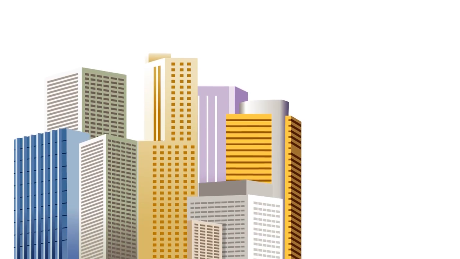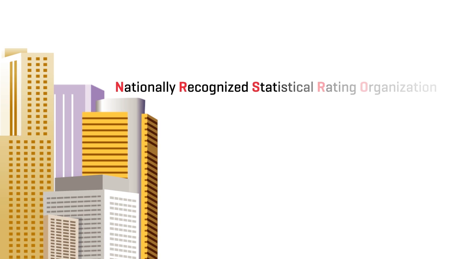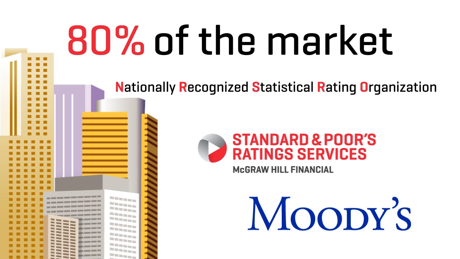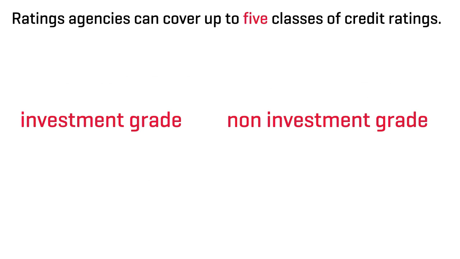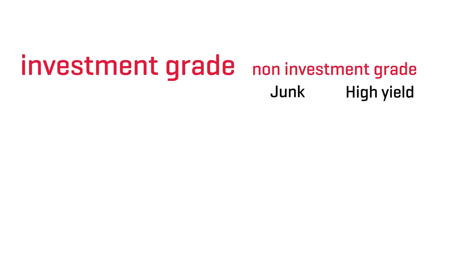A good area to look at for an external opinion of your company are the ratings agencies. Currently, there are 10 agencies that are granted the nationally recognized statistical ratings organization status. The two main rating agencies are Moody's and Standard & Poor's. They carry the market share with approximately 80% of the market. Ratings agencies can cover up to 5 classes of credit ratings. Credit ratings are usually distinguished between investment grade and non-investment grade, otherwise called junk or high yield. The investor universe is much larger for investment grade than it is for non-investment grade.